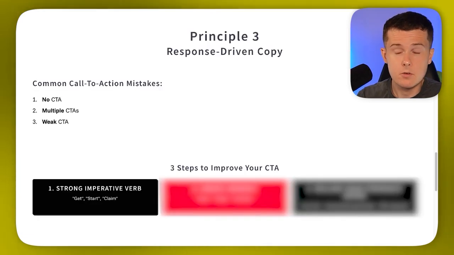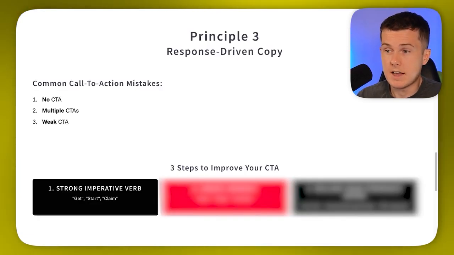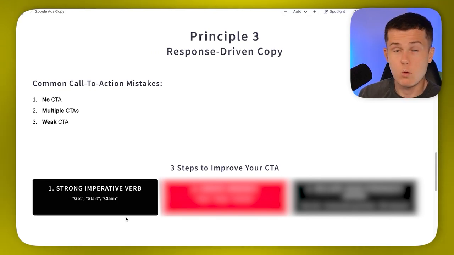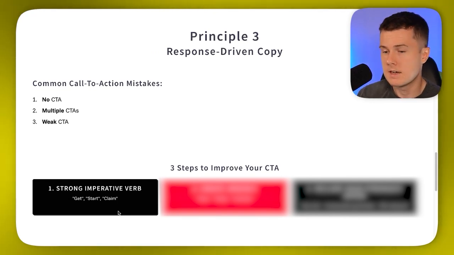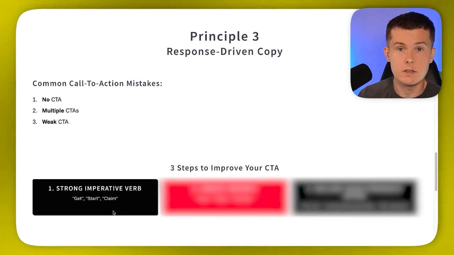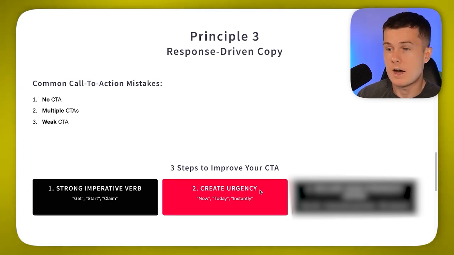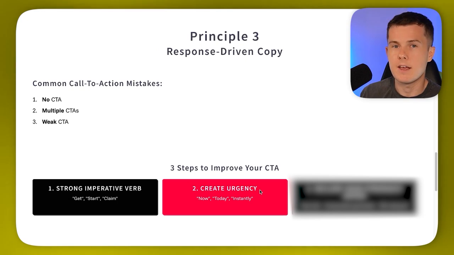So instead, here's my 3-step formula for CTAs that actually drive action. So step 1 is using a strong imperative verb. So get, start, claim, unlock, discover. So these create immediate action and tell people exactly what to do. Step 2, create urgency. Add words like now, today, instantly, limited time. Don't let them think I'll do this later, because later never comes.